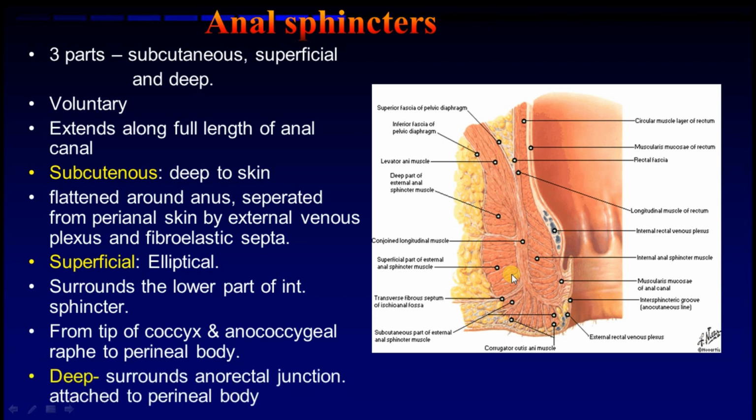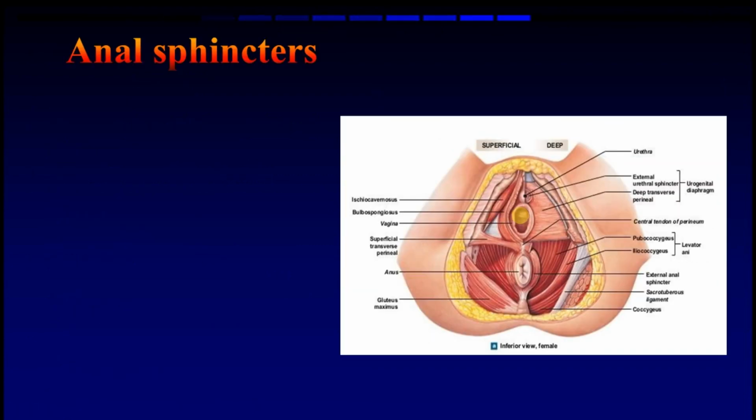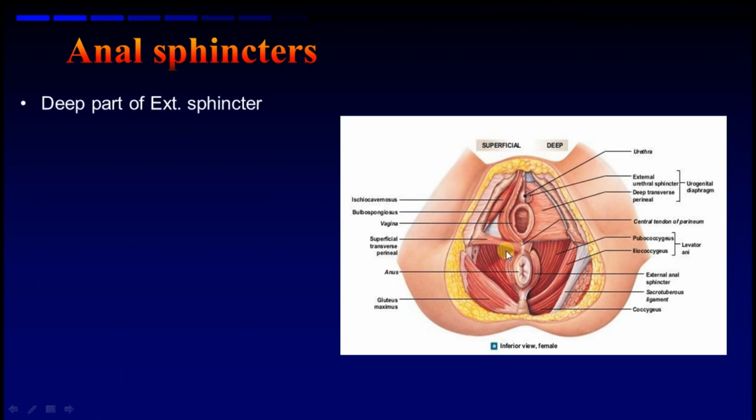The next is the deep part, which surrounds the upper part of the internal sphincter. It has no bony attachment, arising from the anococcygeal raphe and the perineal body, where the superficial transverse perinei is continuous with each other. Okay. So here you are able to see the sphincters, especially the external anal sphincter. The deep part is attached to the perineal body in front and to the anococcygeal raphe behind, with no direct bony attachment, and the superficial transverse perinei is continuous with each other.